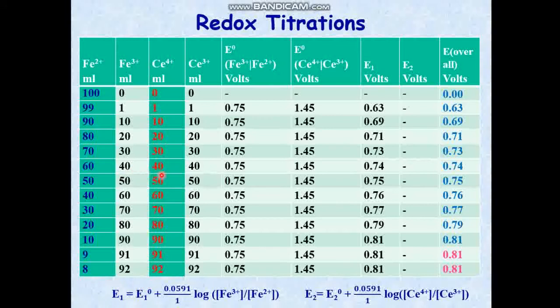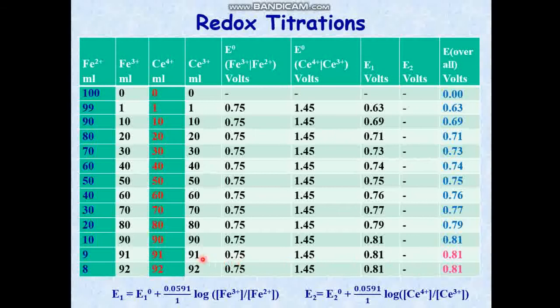And look here in this column, it is plus 0.75. That is equal to the standard electrode potential of the iron system, isn't it? So this is very interesting. Now, after having crossed the half mark, here at 90 ml, you will calculate and tally with this value, which will be 0.81 volt. Now look here, the color has changed from blue to pink.